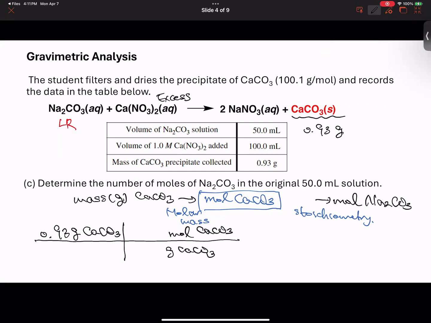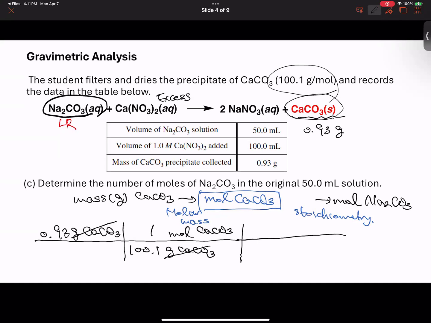What is the molar mass? It is given as 100.1 grams per mole, and 1 mole of calcium carbonate has 100.1 grams of mass. In this way, we cancel out grams of calcium carbonate and successfully convert the mass to moles. Now for stoichiometry, sodium carbonate and calcium carbonate is a 1-to-1 reaction, so moles of calcium carbonate to moles of sodium carbonate.